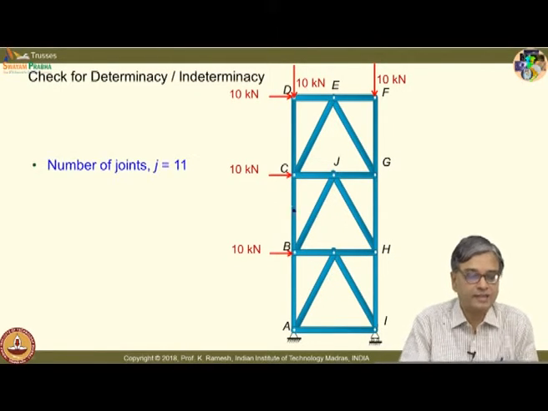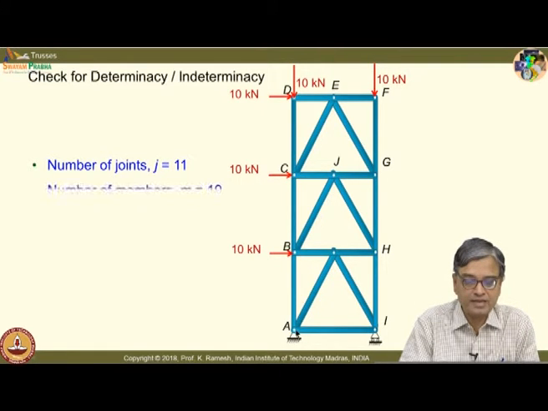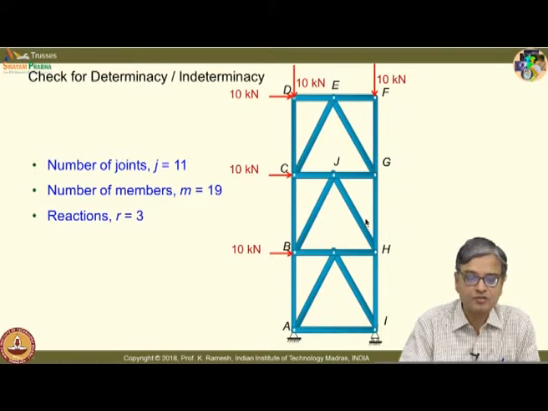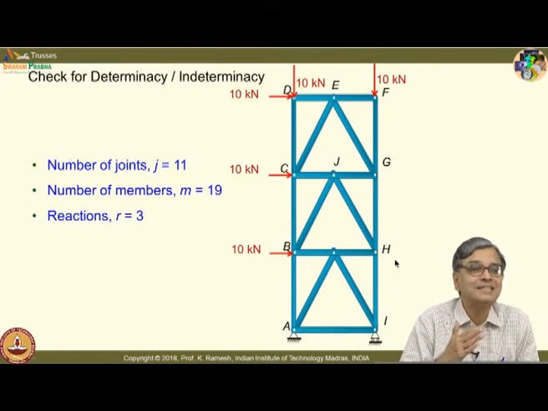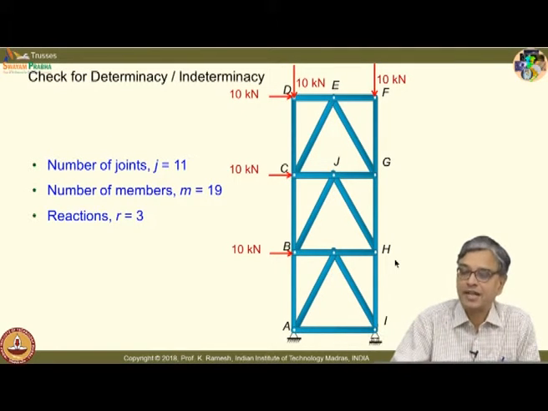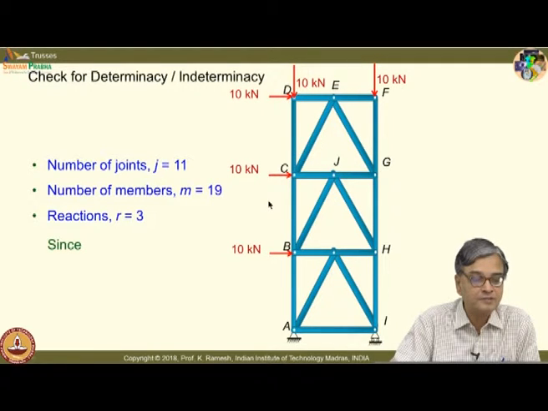So, you have to get the number of joints, you could count them as 11, and I have groups of 6. So, 3 into 6 is 18, plus 1 is 19 members I have. And since I have a pinned joint at one end and a roller support at the other end, you have just 3 reactions. And if I check m plus r, it does equal 2j.